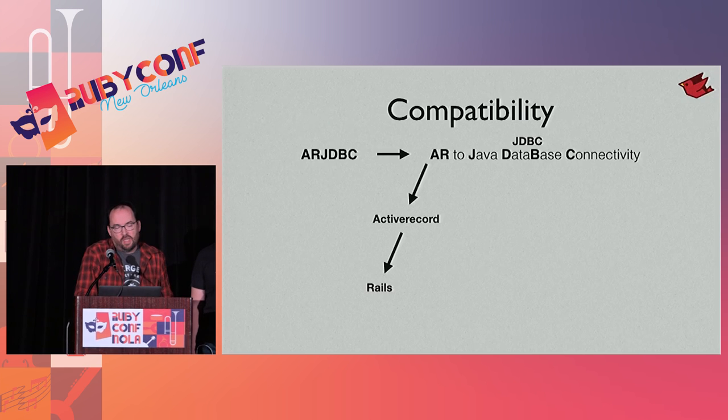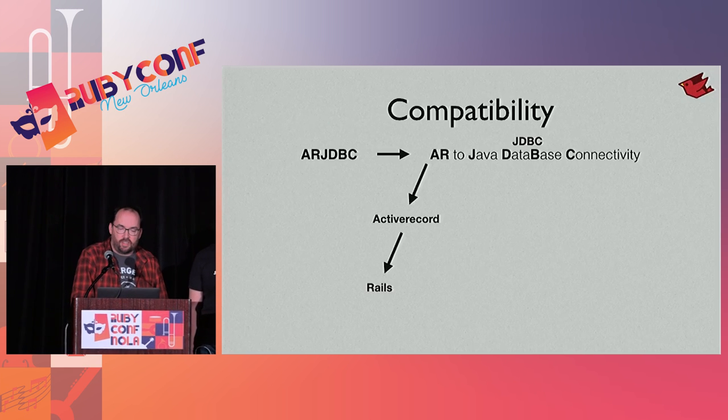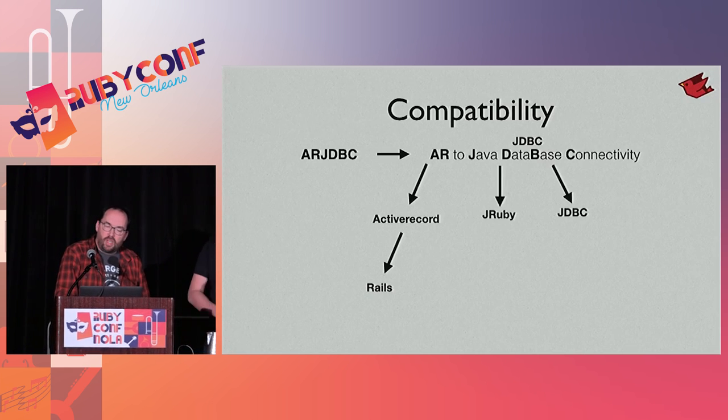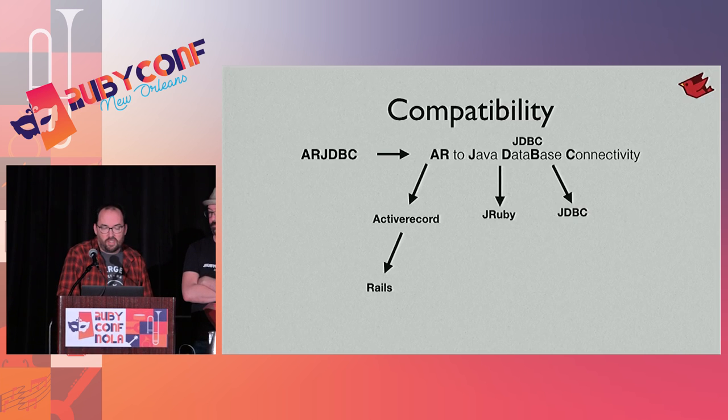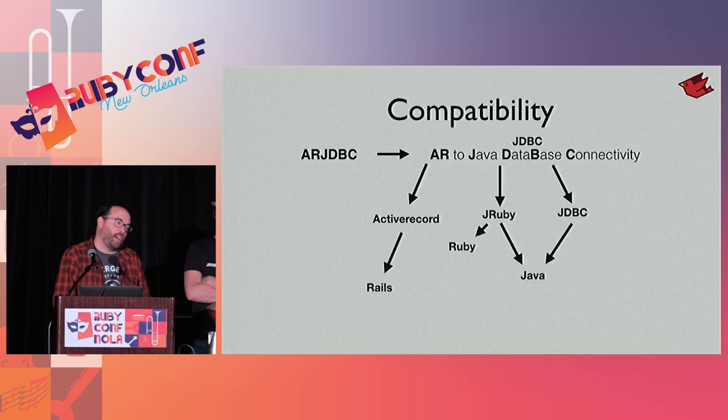So obviously, we have to be compatible with Active Record. But it's a JRuby project, so we have to be compatible with JRuby. We have bugs, we change versions, we change compatibility. JDBC, as a standard, is like 20 years old now. It changes over time as well, so we have to worry about that. If we go a little further, obviously, JRuby is trying to be compatible with Ruby. Ruby changes versions, it has bugs, and so forth.